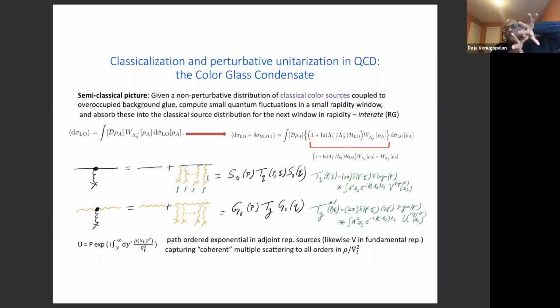So the point is that imagine you're computing some quark loop, which is now dressed by all these sources, which are at large x for both sides. These sources are of order 1 over g. They are very highly occupied. They're classical sources, so you can have arbitrarily many of them, and they can be represented in terms of Wilson lines in the high energy limit. And so they include all this coherent multiple scattering of all these sources, to all orders in rho over transverse momentum squared.